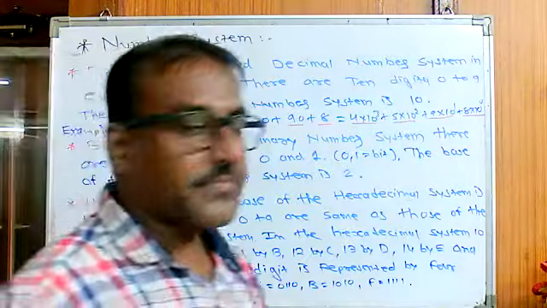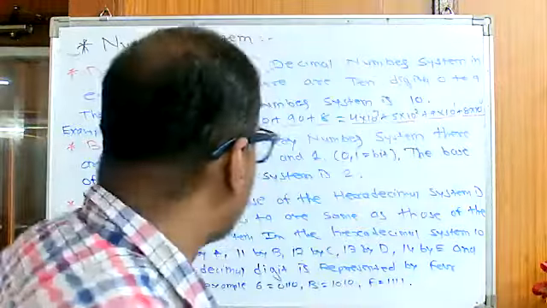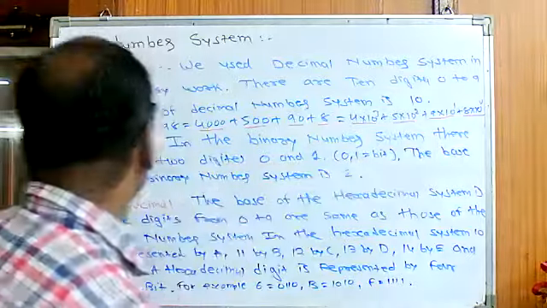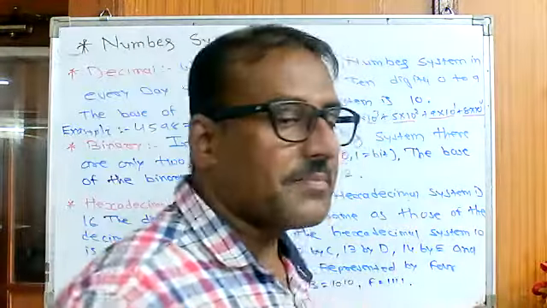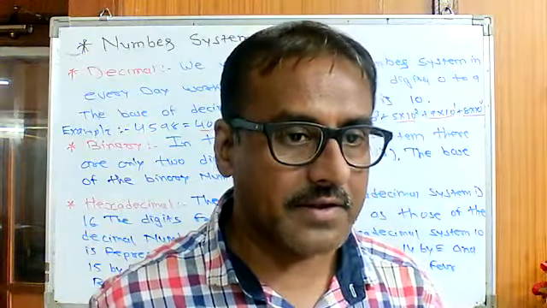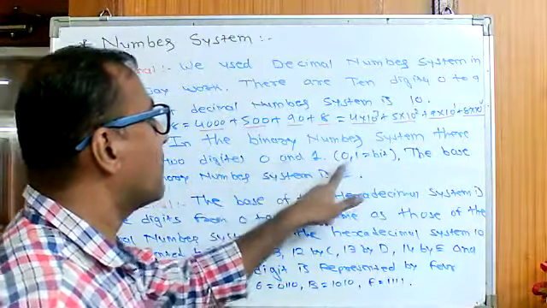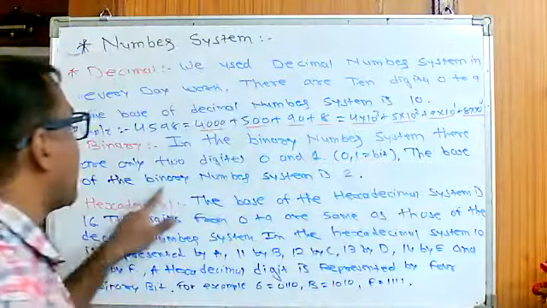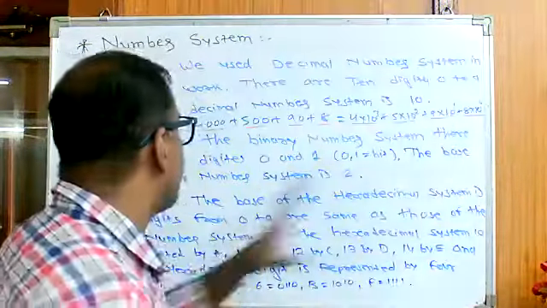What is the binary number system? Computers and digital devices use the binary number system. In the binary number system, there are only 2 digits, 0 and 1. The decimal number system has digits 0, 1, 2, 3, 4, 5, 6, 7, 8, 9, whereas the binary number system has only 2 digits, 0 or 1, on or off, each called a bit. The base of the binary number system is 2.